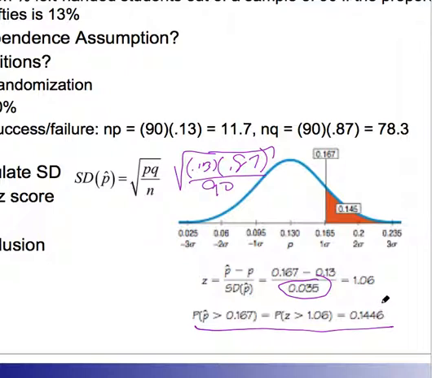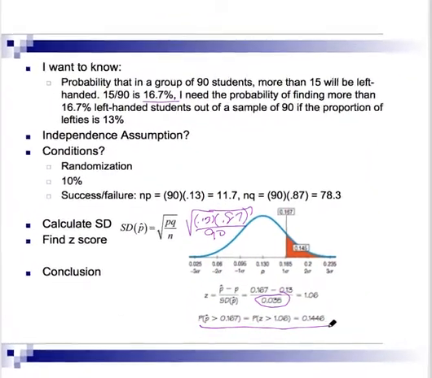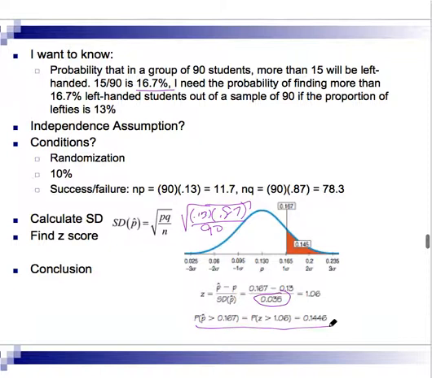So what's my conclusion with that? What I say is there is a 14.5% chance that there will not be enough seats for the left-handed students in the class, because the question was just asking that. I need the probability of finding more than 16.7% left-handed students out of a sample of 90 if the proportion of lefties is 13%. Well, it's a 14.5% chance that there will not be enough lefty seats. That's why it's shaded in this direction.